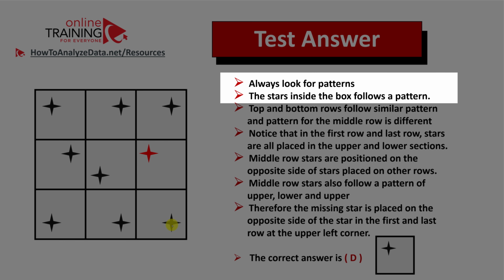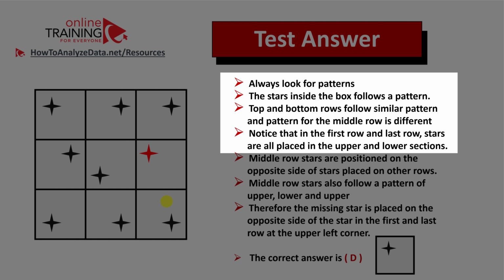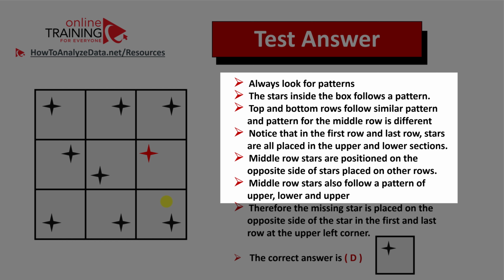The stars inside the box follow the pattern. Top and bottom rows follow similar patterns, and the pattern in the middle row is very different. Notice that in the first row and the last row, stars are placed in the upper and left sections. Middle row stars, though, are positioned on the opposite side of the stars placed in other rows. Middle row stars also follow a pattern of upper, lower, and then upper.